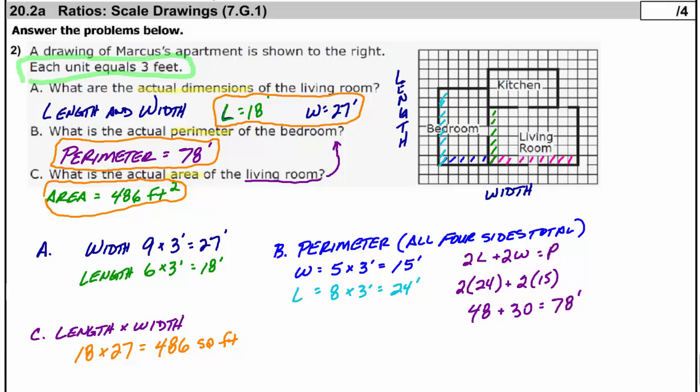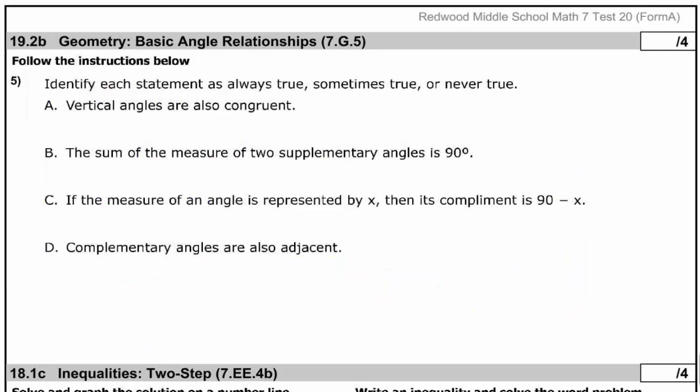All right, to the back of the test. So on the back section, question number 5. It says, identify each statement as always true, sometimes true, or never true. First statement, vertical angles are congruent. That, my friends, is an always true. And that's the definition of vertical angles. So you know that based on the definition of vertical angles.